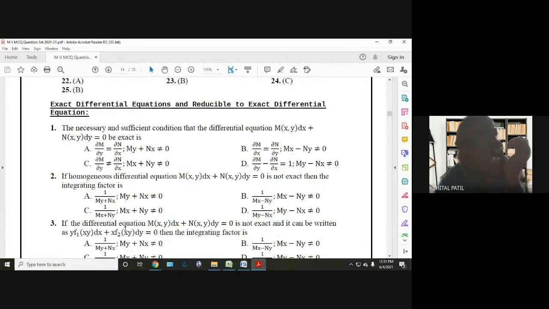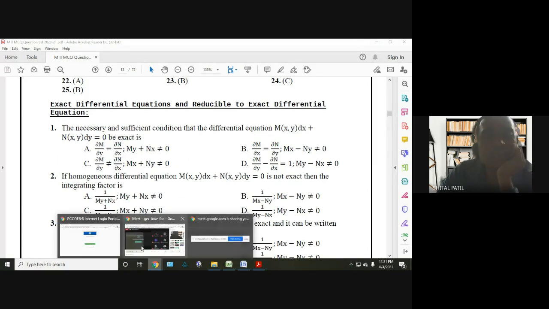Let me start with the exact differential equation and reducible to exact differential equation. At least we will try to cover this part. Hope everyone is here now.